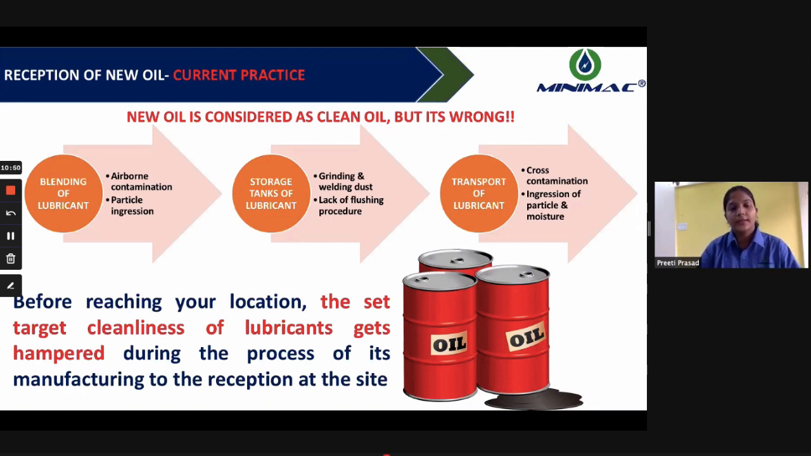Once the lubricant is manufactured, it is then moved to the storage area. The storage is done in large vessels, which might lack proper design, and have some lack of desiccant breathers and flushing procedures.